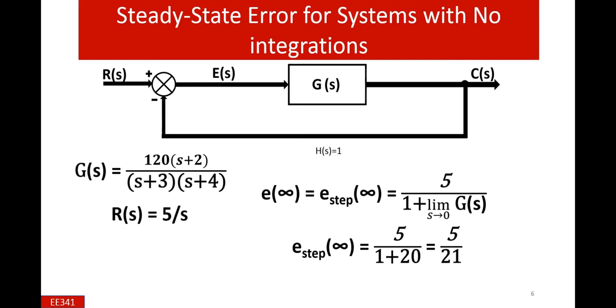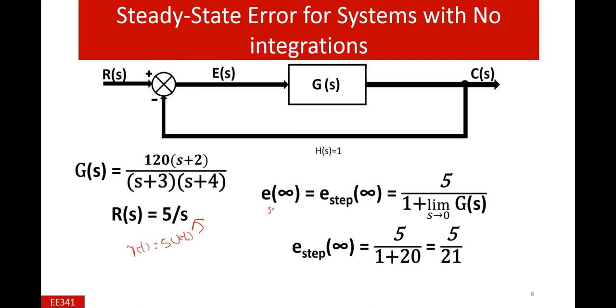If we take the input r of t equal to 5 u of t, then according to the definition, we require in the S domain to just take the Laplace transform, which is equal to 5 over s, and substitute these values in the definition of steady state error.